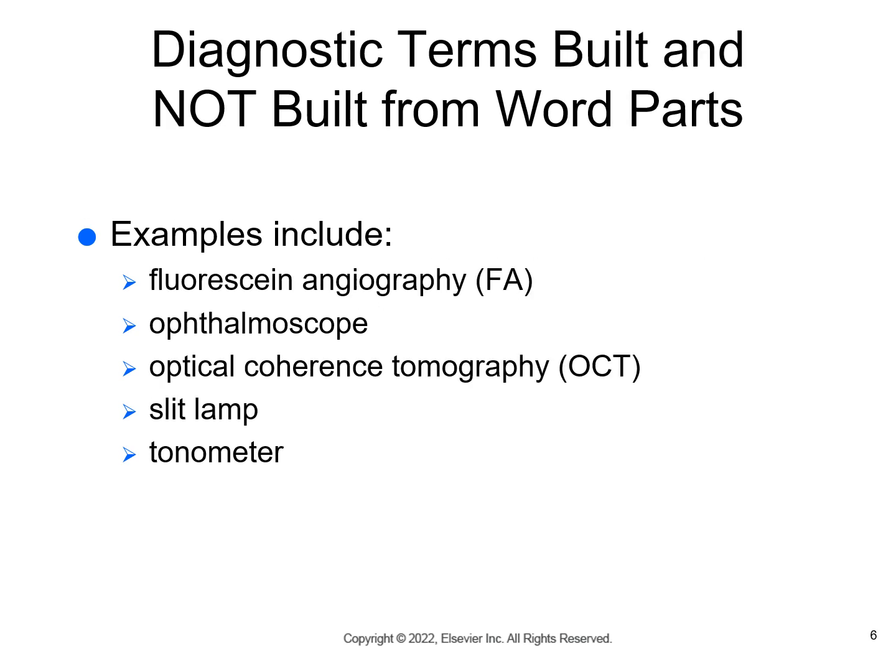Diagnostic terms that are built or not built from word parts. The fluorescein angiography. This is radiographic imaging of the blood vessels of the eye, and this would be one of the terms that is actually built from word parts. Ophthalmoscope. We know a scope is an instrument that's used for visual examination, and ophthalmo tells it's examining the eye, so this is instrument used for visual examination of the eye.